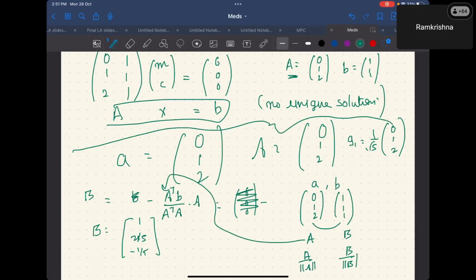Okay, try working this out. It should be simple. So you're saying, sir, we need not calculate the inverse of A, right? That's the purpose now.